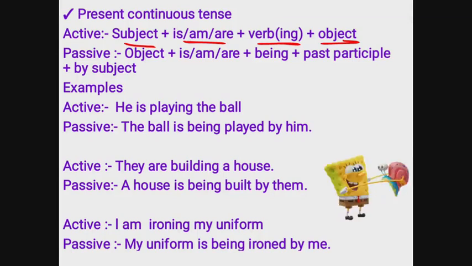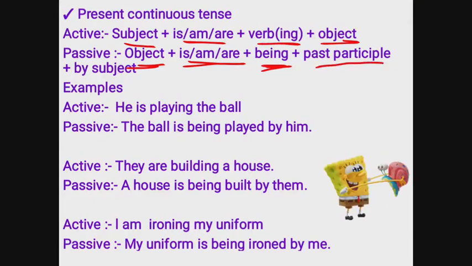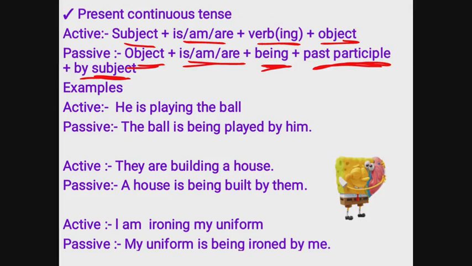Now, if you want to change this now to passive voice, what do we do? Don't forget your X rule. The object comes first, followed by your auxiliary verb. Then we had this verb here, being. You must add being. Then don't forget, like I said earlier, you look for the past participle of that verb that is given in your active voice. Then we had plus by subject. Let's look at an example.